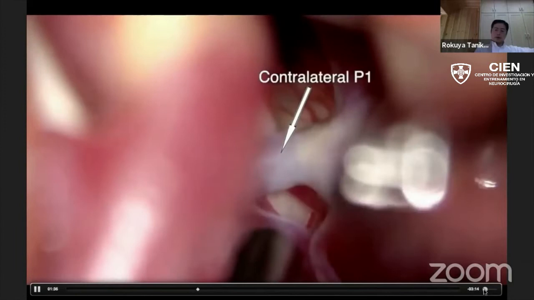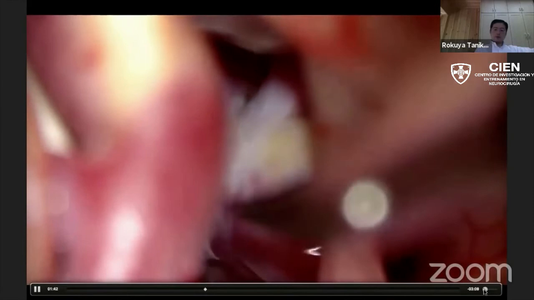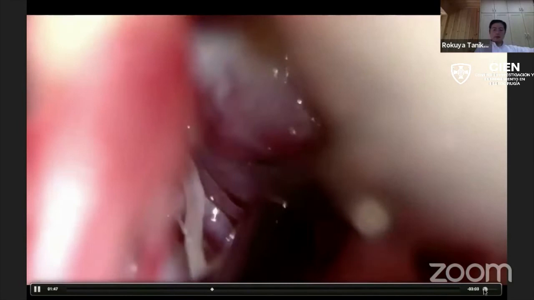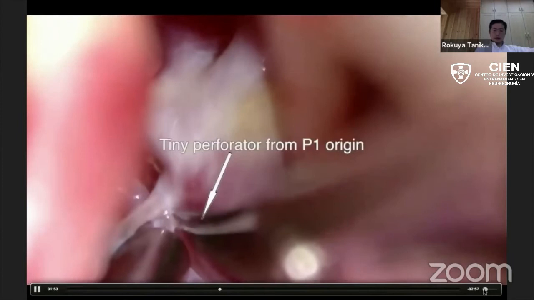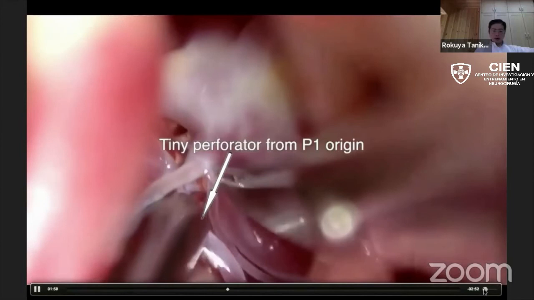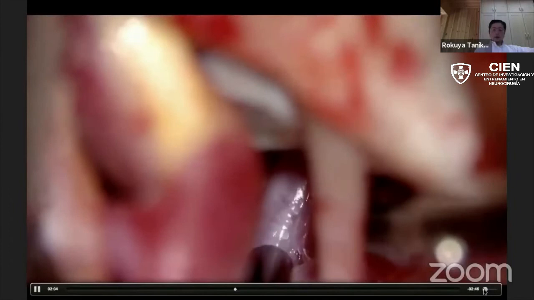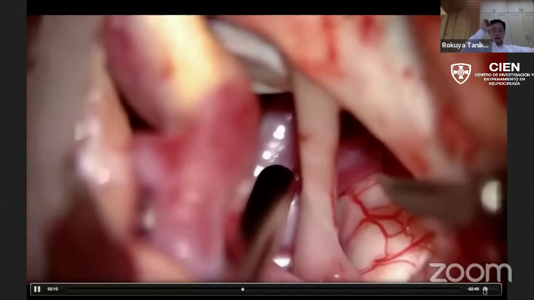That is the contralateral P1, the tiny ipsilateral P1. And I am confirming the origin of the ipsilateral P1. Small ipsilateral P1 has a tiny important perforator coming into the midbrain, and the basilar trunk in the depths. It can be accessed through the space lateral to the oculomotor nerve.